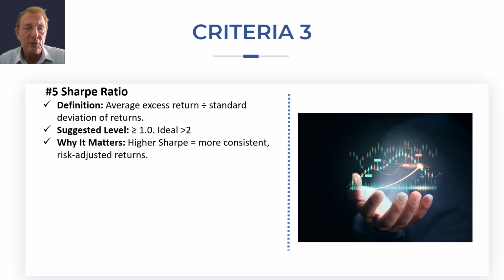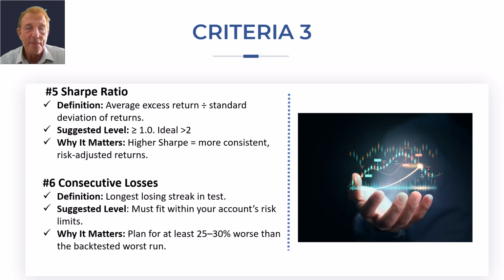You don't have to worry about the underlying calculation. What you have to worry about is the level. Most textbooks would say a Sharpe ratio in excess of 1 is good. I would say from an EA point of view, over 2 is what you should be looking for. A higher Sharpe ratio in essence means more consistent risk-adjusted returns.